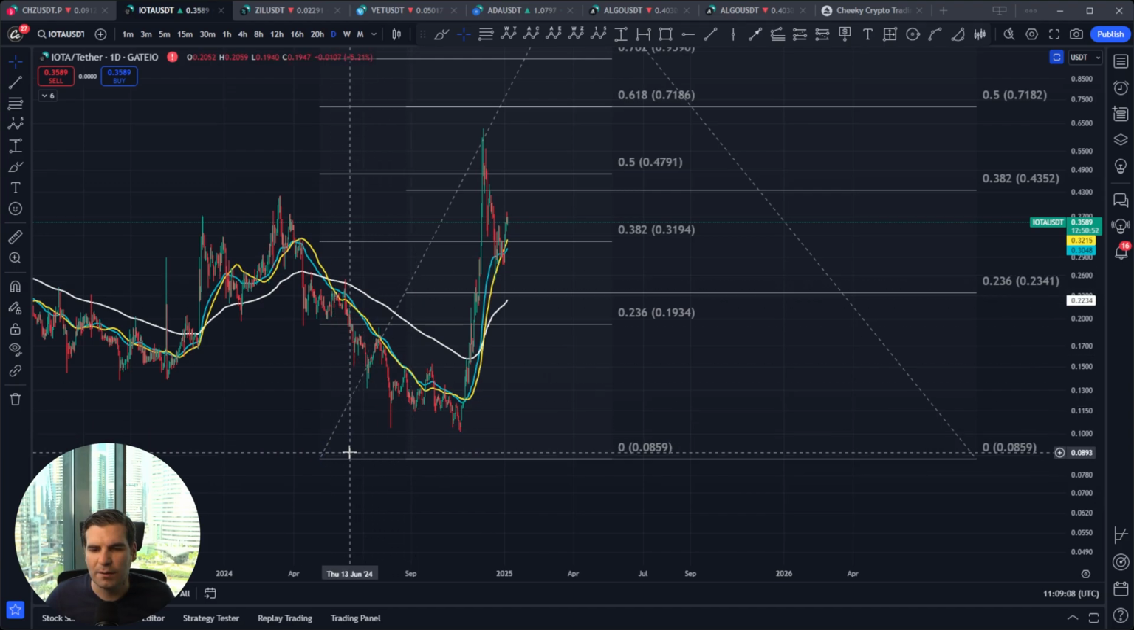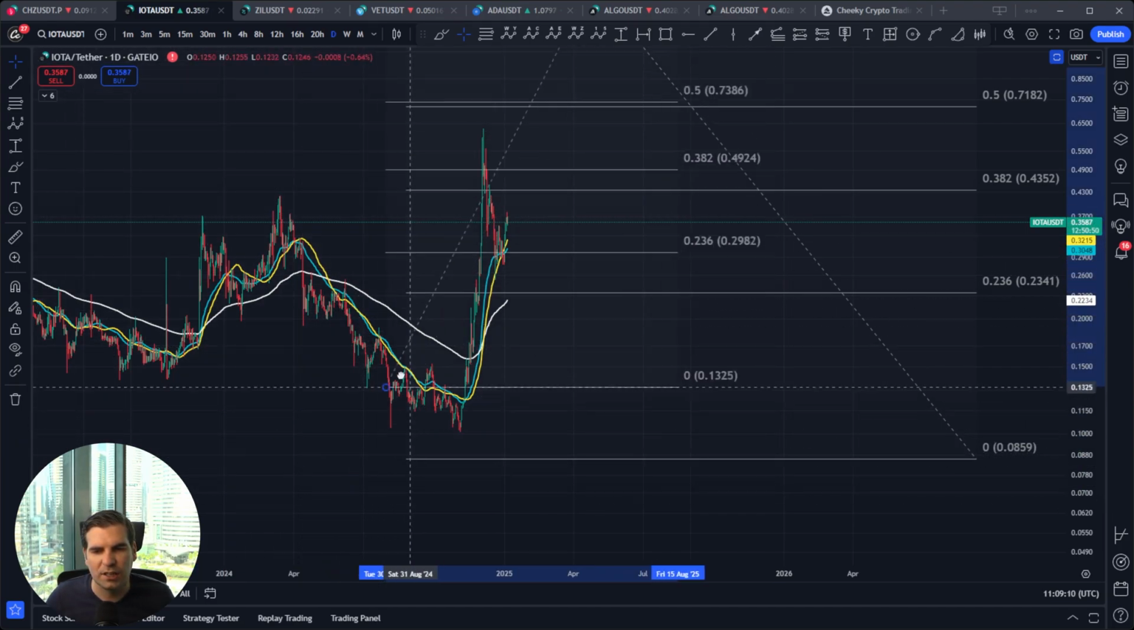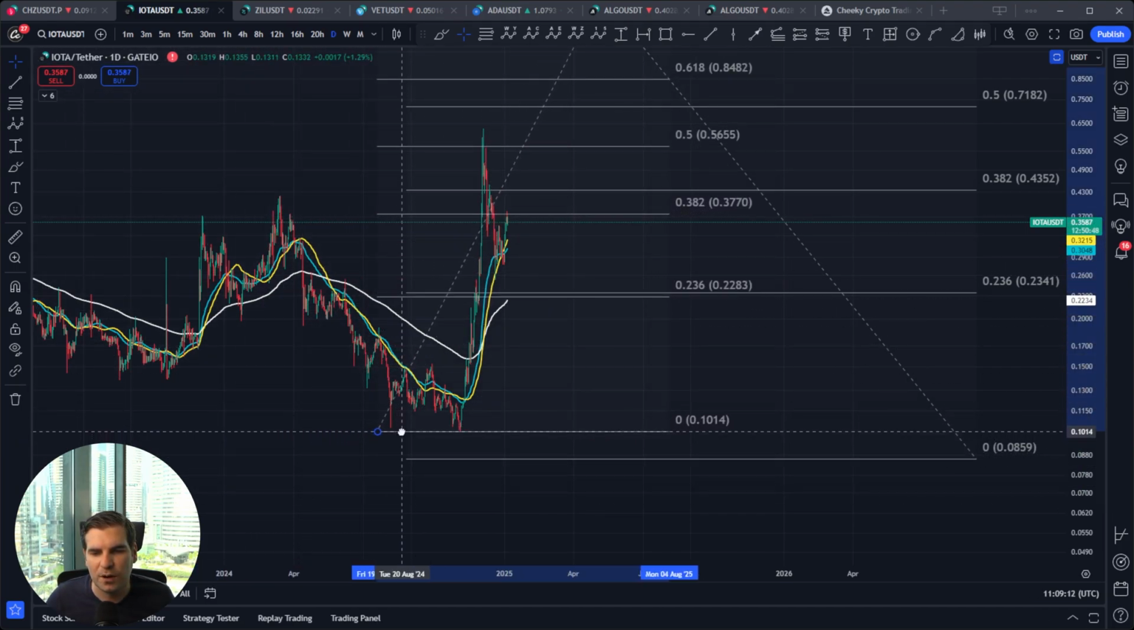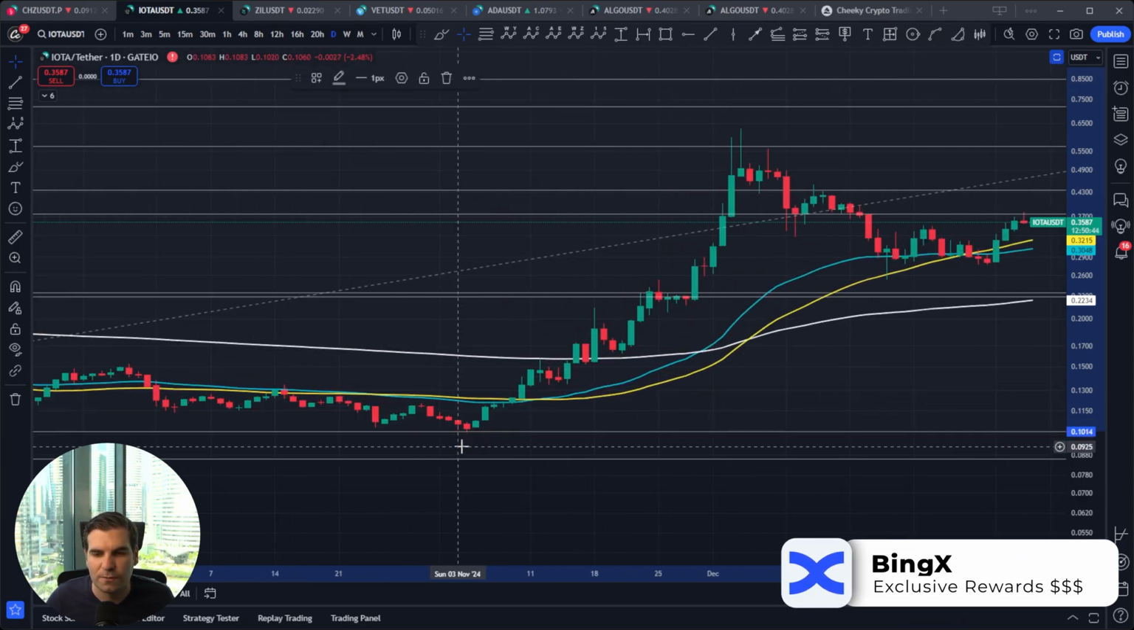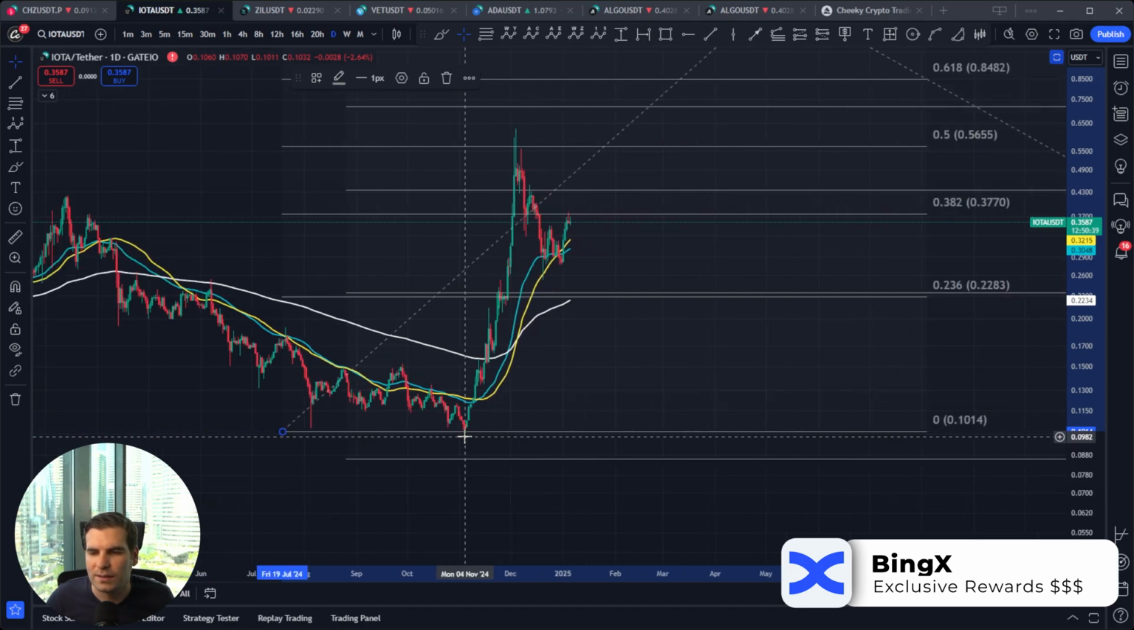Now, I'm going to take that Fibonacci and pick it up this time and put it onto our 5th of November low point, which is this wick right here, or actually the 4th of November. That low was 10.11 cents.